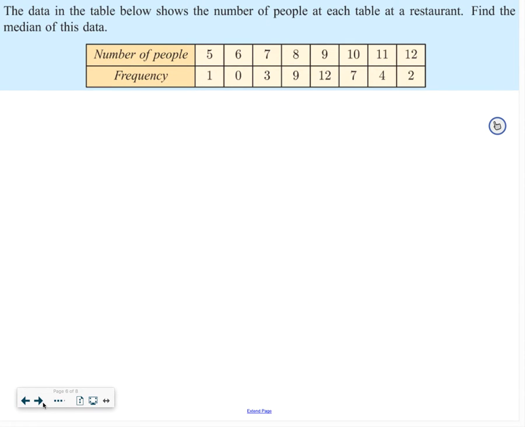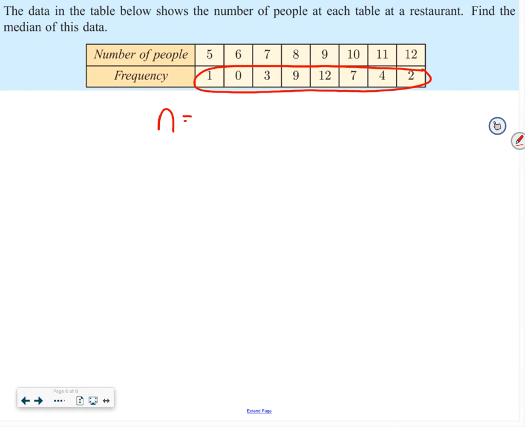Same thing as with our mean, we want to be able to find our median in a frequency table. Well, this one's a little bit easier. We don't have to find our products, but we still have to understand. First, we have to figure out our n. This shows the number of people at each table at a restaurant. So we want to know how many tables were actually observed.